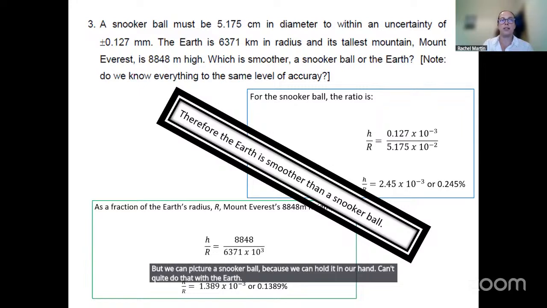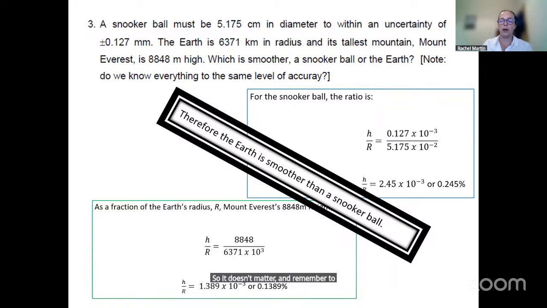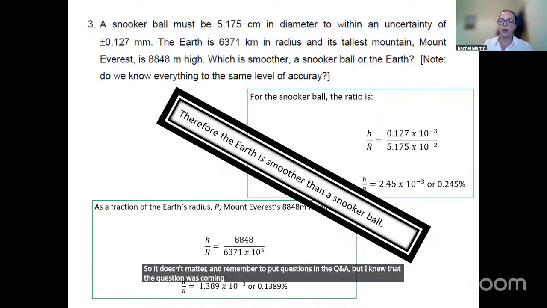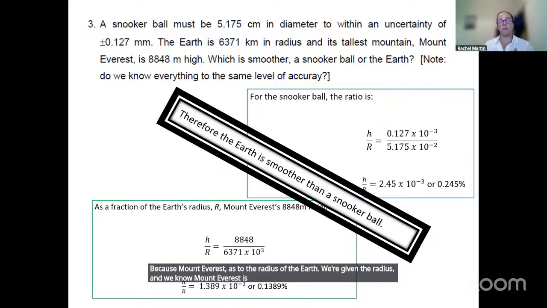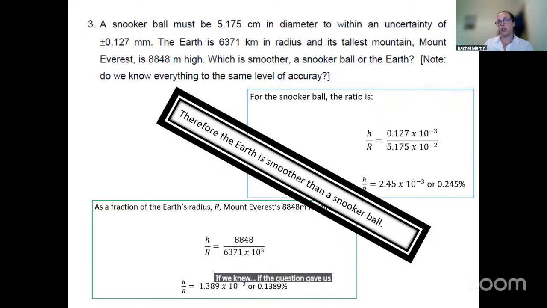So it doesn't matter. And remember to put questions in the Q&A, but I knew that question was coming: that we've got radius for one and diameter for the other. Mount Everest adds to the radius of the Earth. We're given the radius, and we know Mount Everest is a big deviation from that radius. If the question gave us different information, we might work in a different way.